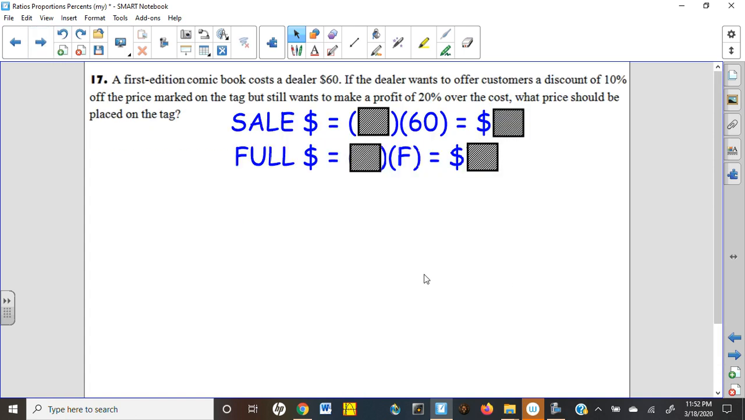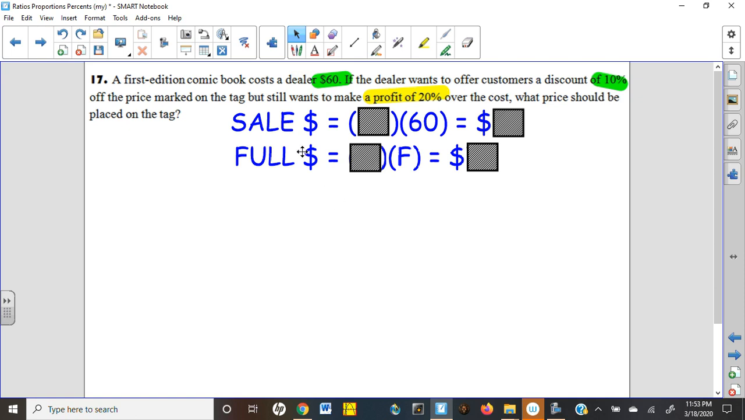Number 17. Oh yeah, 17 is usually one of the trickiest ones. You really have to break this one down into two pieces. The first edition of a comic book costs the dealer $60. So that's the wholesale cost. They're paying $60, and they want to offer 10% off the retail price, but they still want to make 20% profit. So you can't really go into this one and try to combine the 20 and the 10 right off the bat. I think it would be just way too complex to try to do that. So let's start off with this.